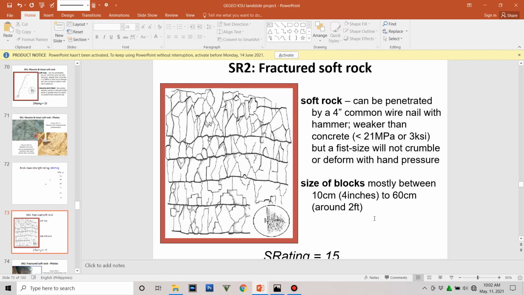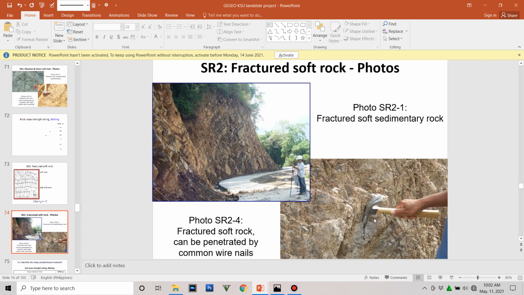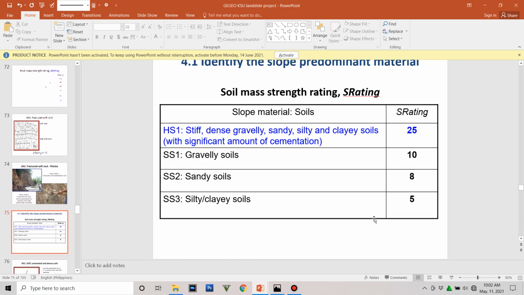And then for fractured, soft rock din siya, kaya lang mas disintegrated in nature, wherein mas maliliit na yung sizes ng blocks from 4 inches to around 2 feet. So fractured soft sedimentary rock, SR2. And then SR2 for fractured soft rock can be penetrated by pako or common wire nails.